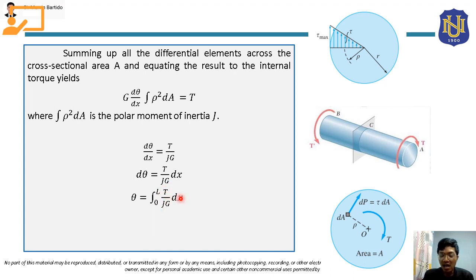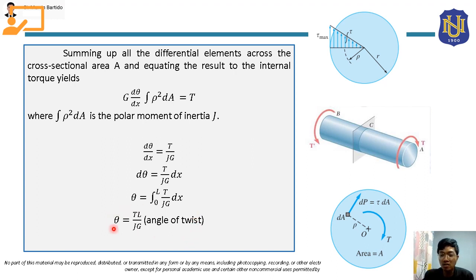And class, notice here that t and gj are constants, so we can just factor them out. And the integral of dx from 0 to L is actually the total length. Right? So we can say that this theta is equal to TL over jg. Okay, so this is actually the derivation of this formula.